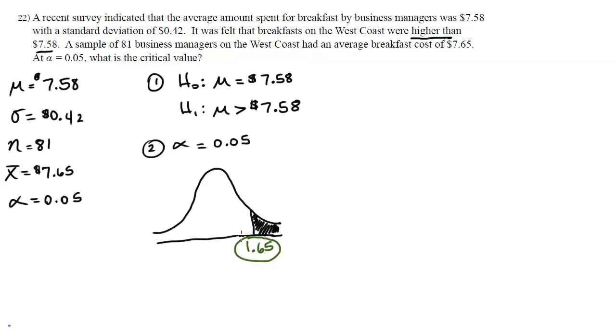Critical value, 1.65. Now, when we get our test value, if our test value is greater than 1.65, reject the null hypothesis. If it's less than 1.65, don't. So again, the critical value, the answer to the question, is 1.65.